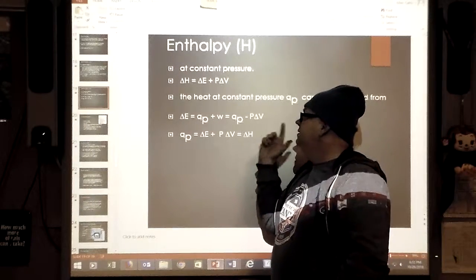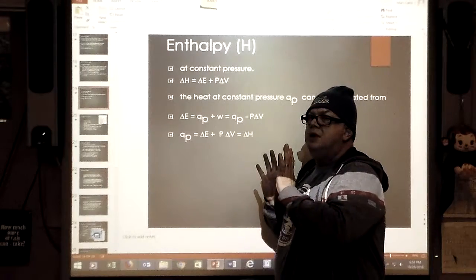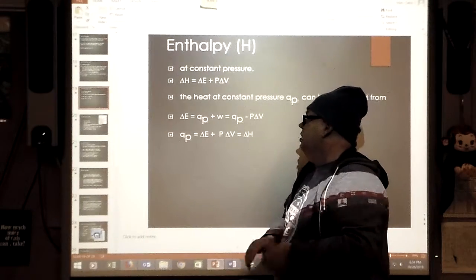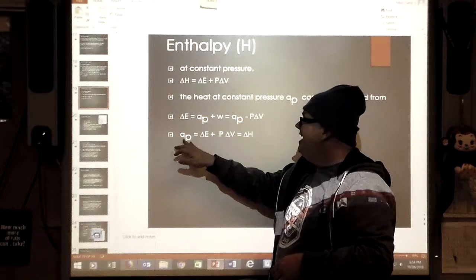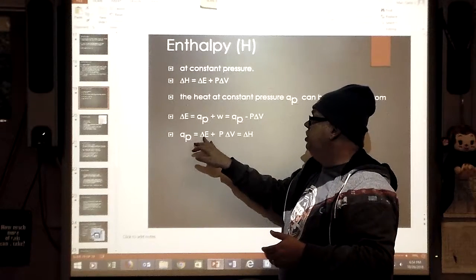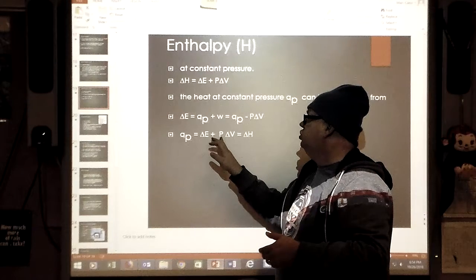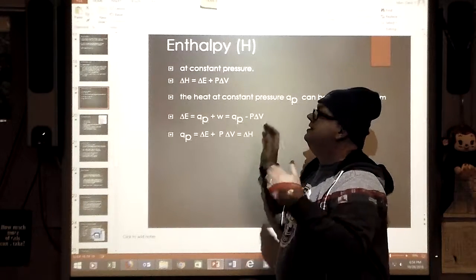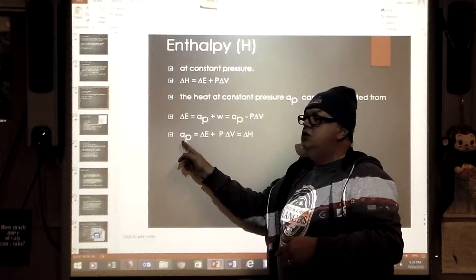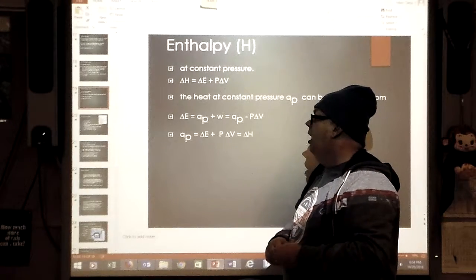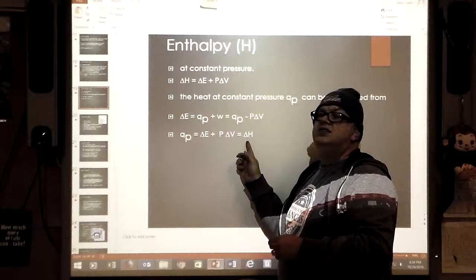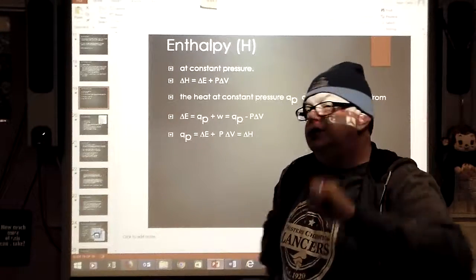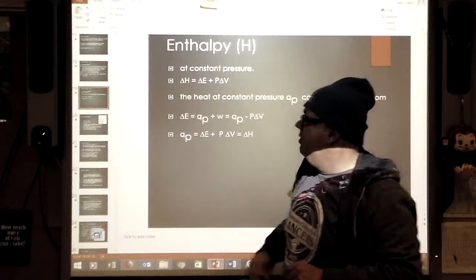Why is the P delta V minus? Well, remember, it's being done outward from the system into the surroundings. So when we look at the heat at constant pressure, that's our change in energy plus the pressure times the change in volume, which is equal to delta H. You're not going to see QP necessarily that often. You're going to see delta H way more often. And that's the enthalpy. That's what you guys need to be familiar with.